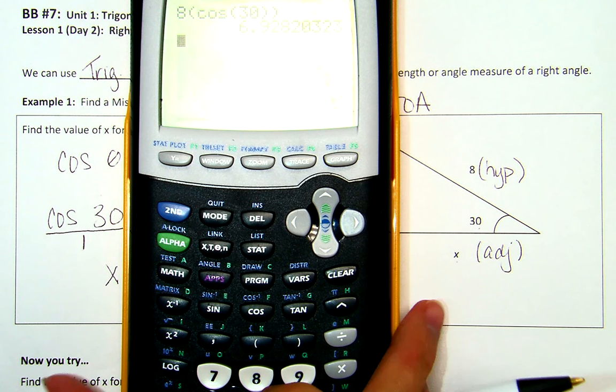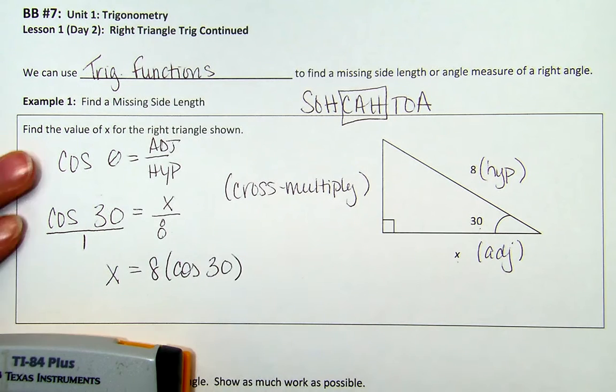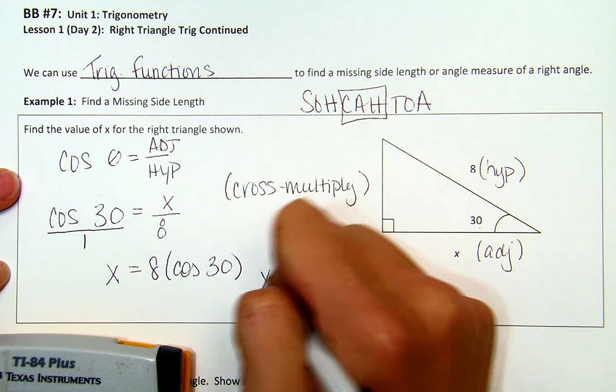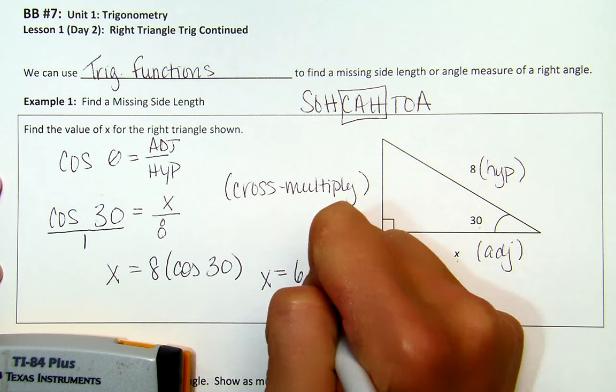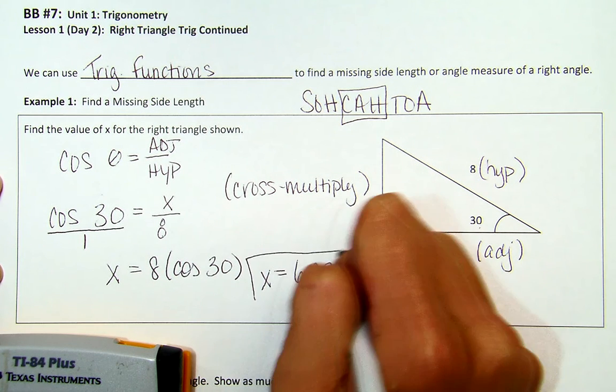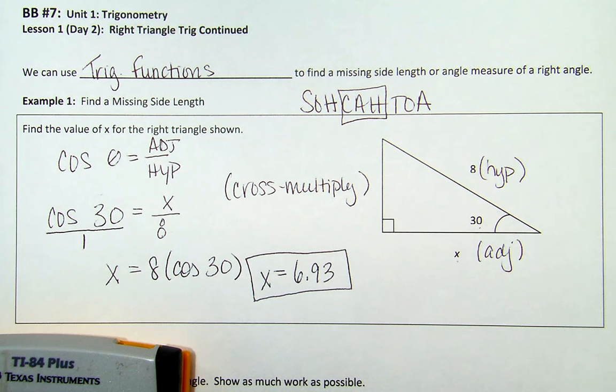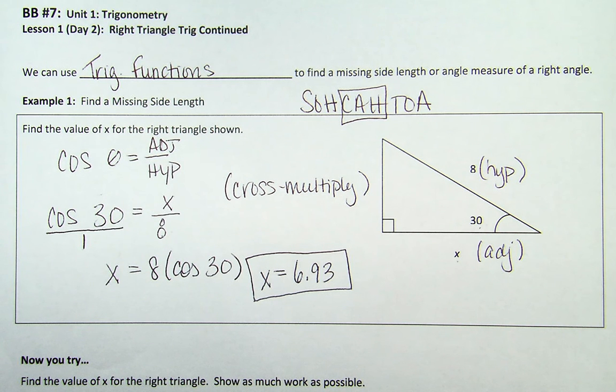And if I hit enter, I get that x is going to equal roughly 6.93 if I round to the hundredths. So that's my value for x. And I did that using my trig functions. There was no Pythagorean theorem that was part of example 1.